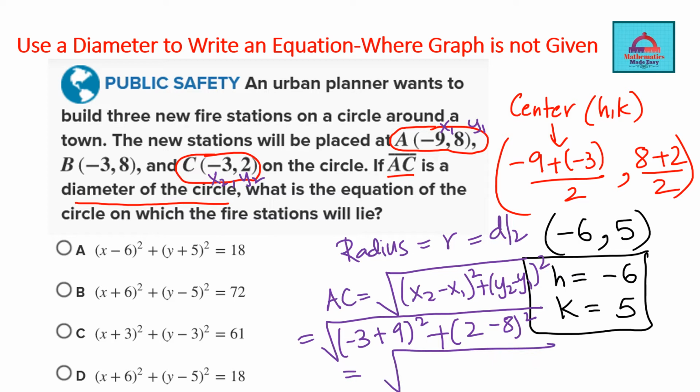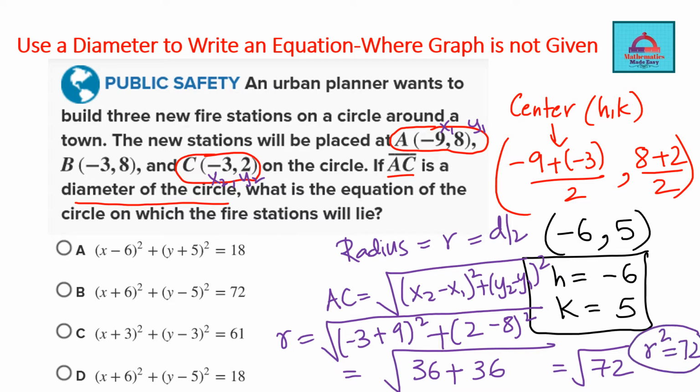And this becomes what? 9 minus 3 is 6 squared, so 36. 2 minus 8 is -6. So again it's squared, which is going to be 36. So 36 plus 36, square root of 72. So this is your radius, but you need the equation's radius squared, so definitely r squared is 72.